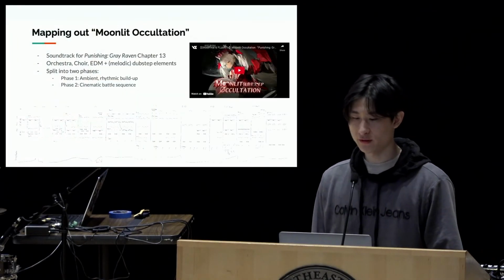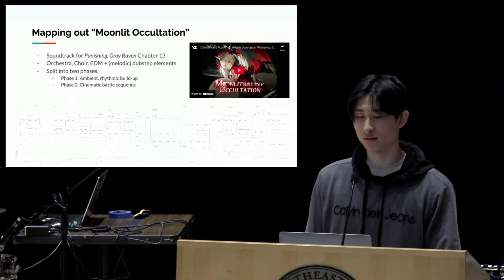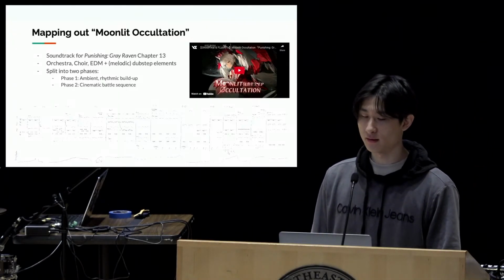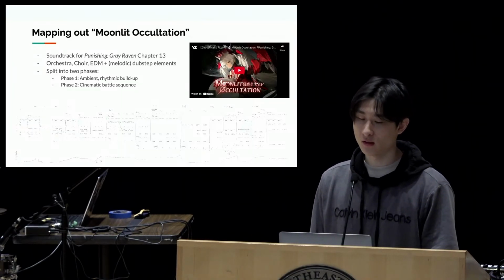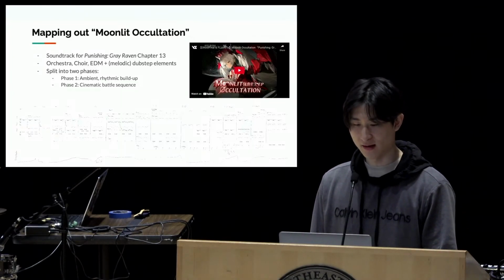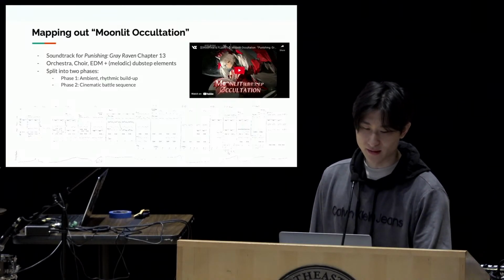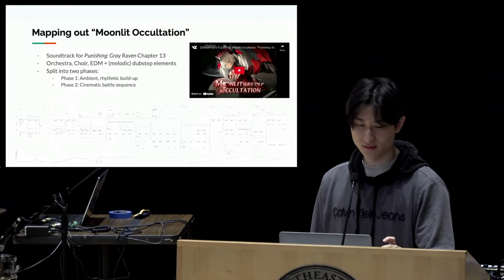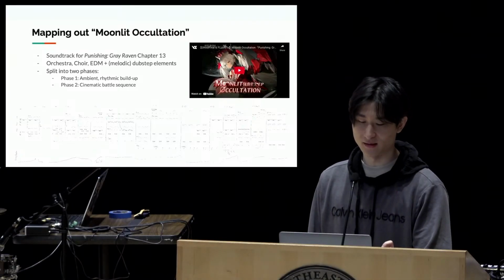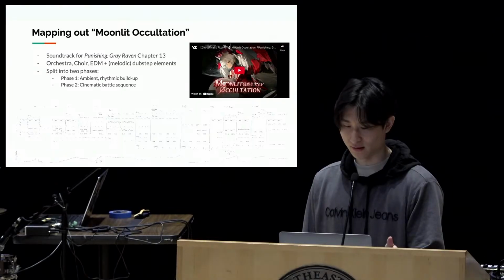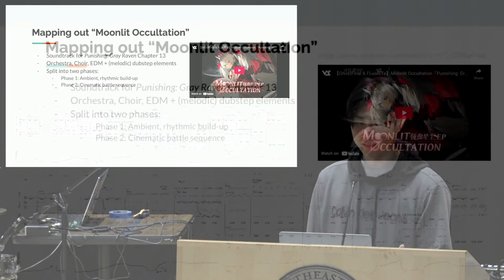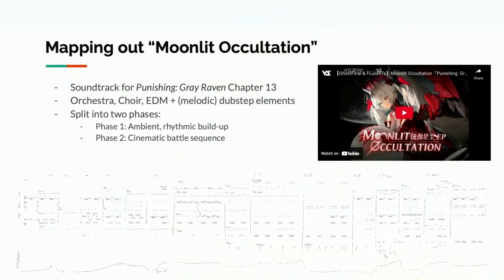So the first piece I analyzed was called Moonlit Occultation. This is the soundtrack for Chapter 3 of the game Punishing Gray Raven. And what I did was I mapped out every element, like the instruments and the patterns inside of it. And then also, on the bottom, you can see that I put the energy level so I could look at how it's building up energy and structuring all of its elements.